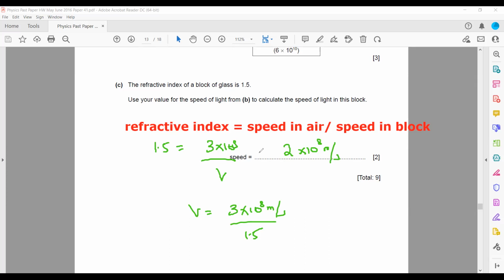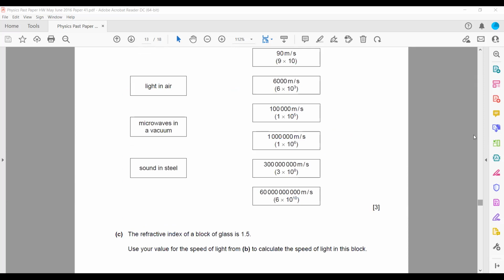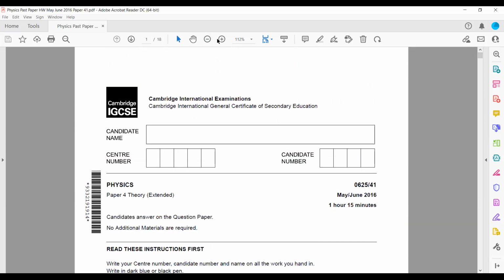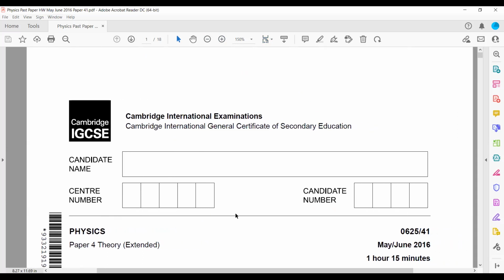Remember one thing, when light moves from vacuum to a material, the speed of light decreases. But for sound, when it travels from a low density to a high density medium, the speed of sound increases. So this was the last question related to weekly homework from May-June 2016, paper 4, variant 1.